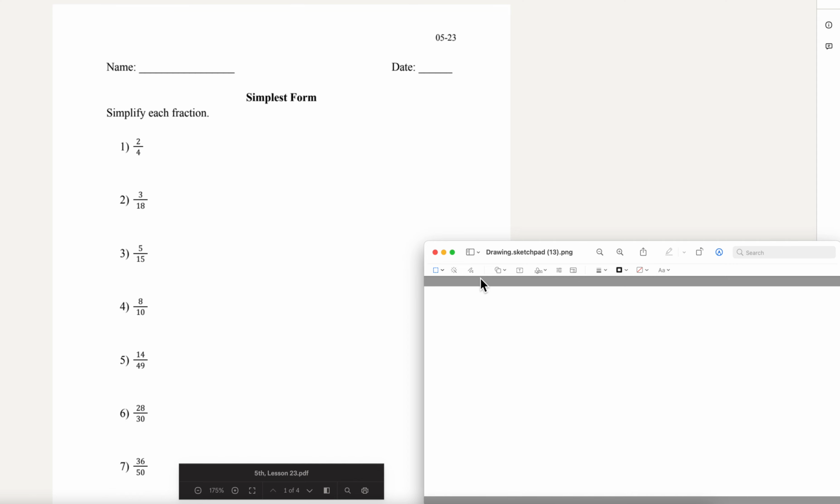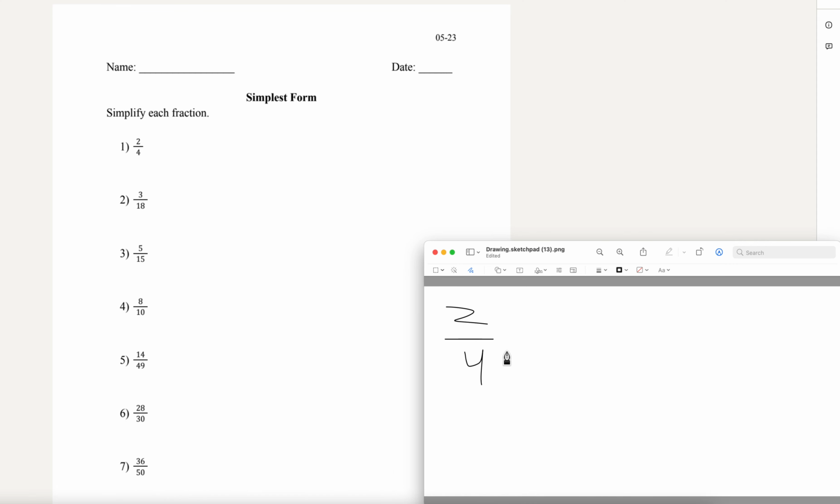Okay, lesson 27. So simplify each fraction. So 2 over 4. Since you could simplify this since you could divide it by 2, which will result in 1/2.